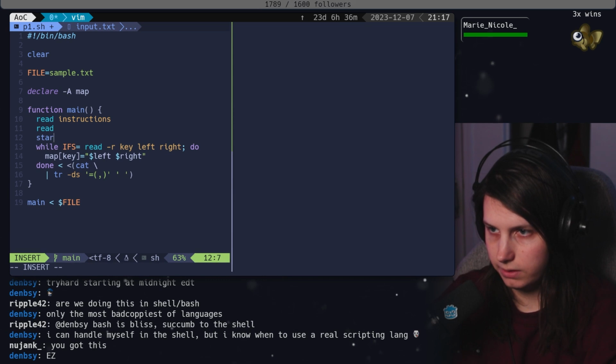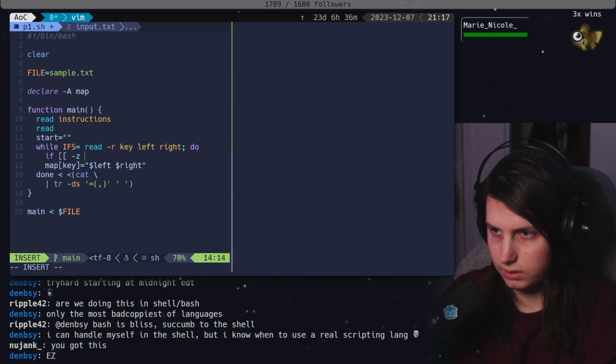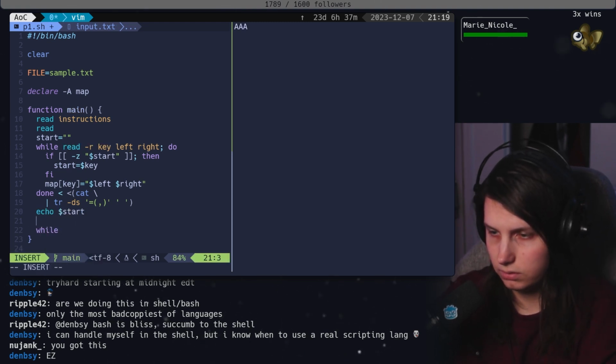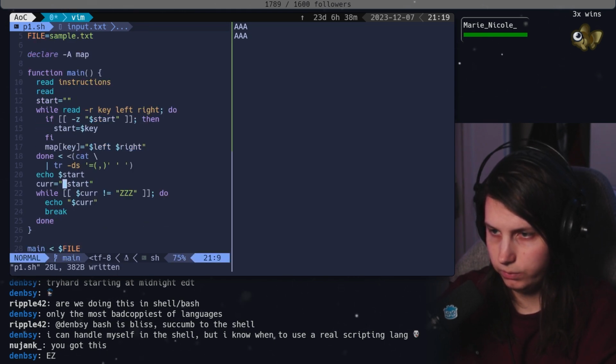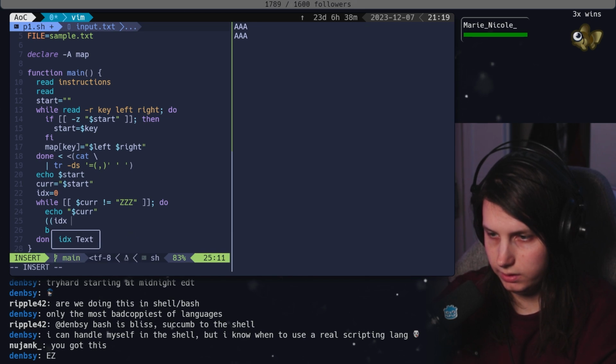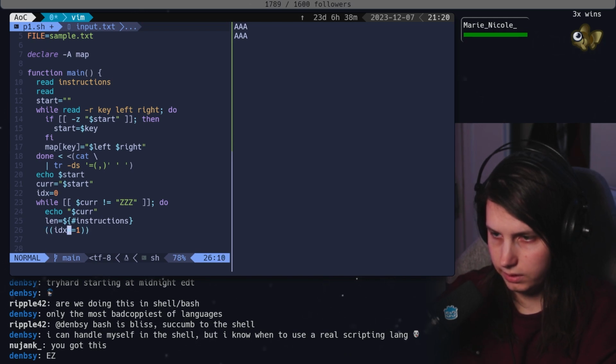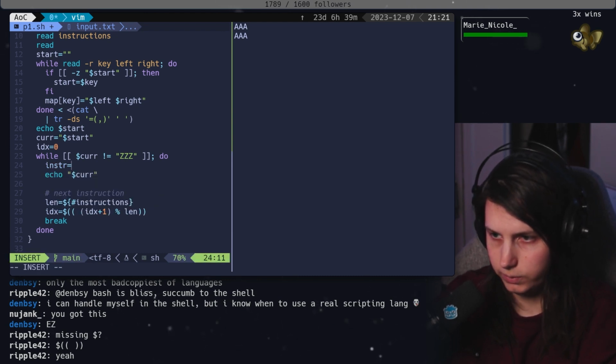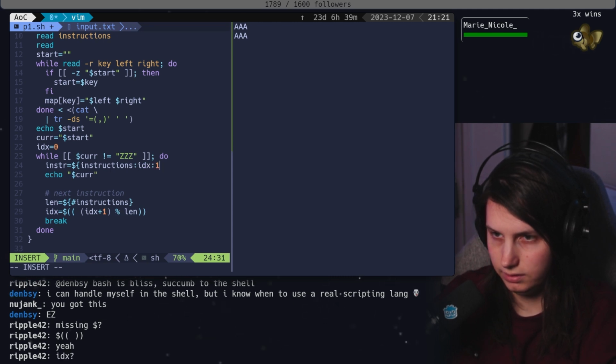Okay. So let's make a new variable called start. If z start equals key. Okay, where we start? We're starting at AAA. Let's just do this. Cur equals start while cur not equals zzz. Do done. We also need an index, which we're gonna increment at the end of every time. Can we get the length of the instructions and say index equals index plus 1 % len? Yeah. Next instruction.